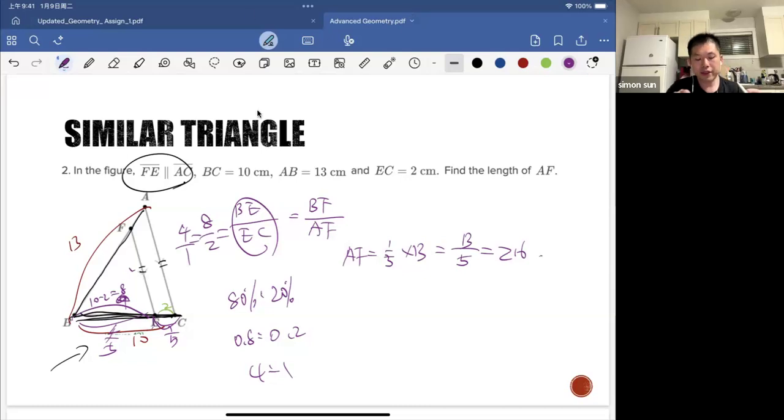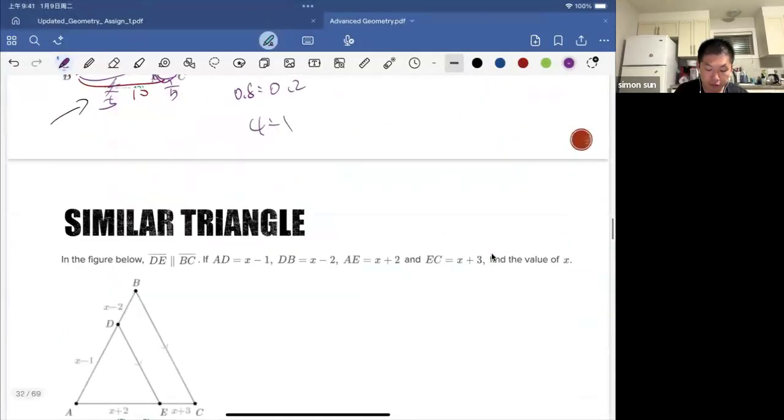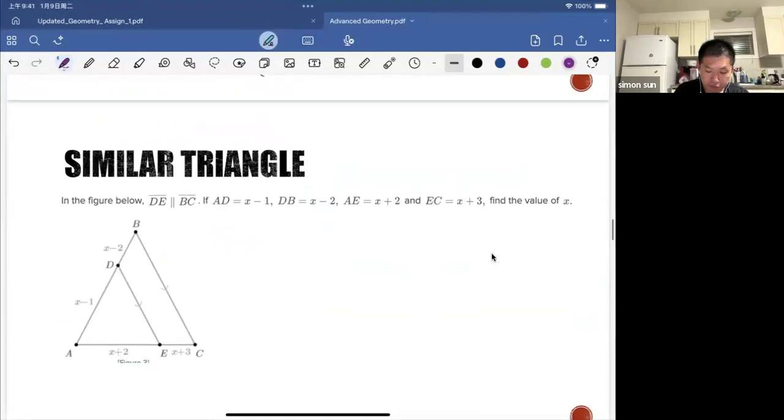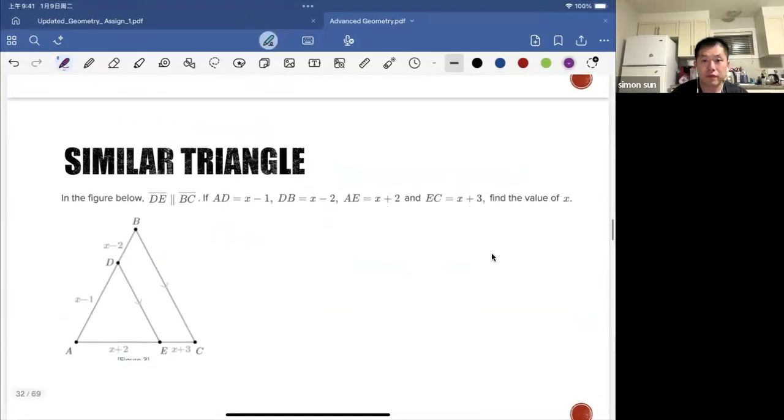Okay, so the thing here is we don't need to actually prove something. We can directly say, okay, because you have a line parallel to the base, the two other sides will be divided into the same ratio. Okay, that's how we solve the questions. Let's take a look at another one. Look at this one.